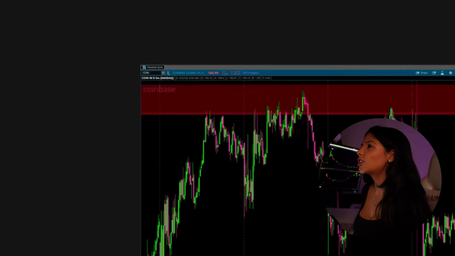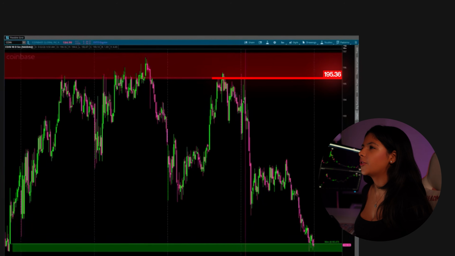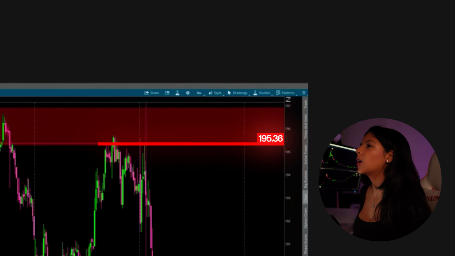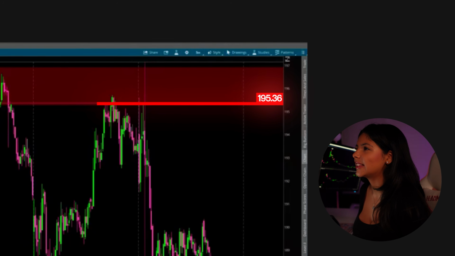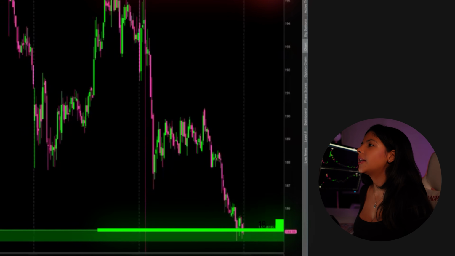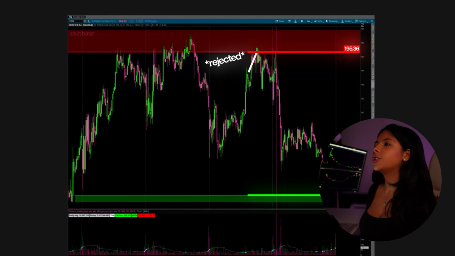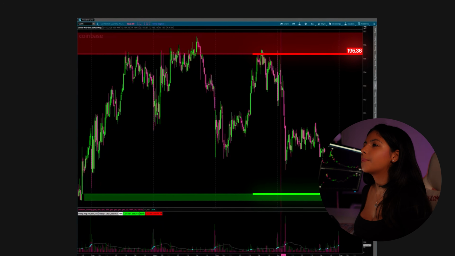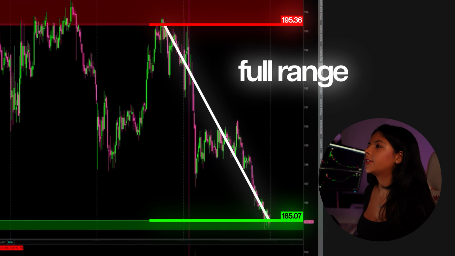Now let's look at the actual setup. Coin had a supply zone at 195.36. That was the area where I was looking for the rejection if price came and tested that level. From there, the downside target is the demand zone at 185.07. So the plan is pretty simple. If coin rejects the supply zone, I want to take puts and the target is the demand zone below. That is a full range trade.